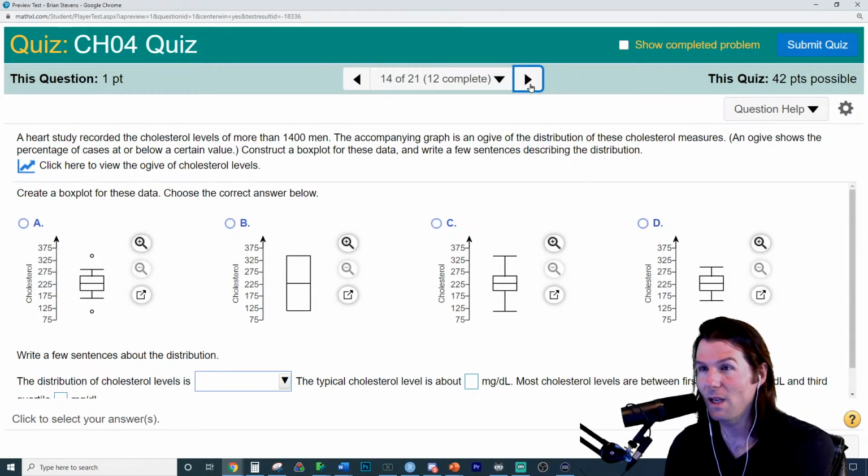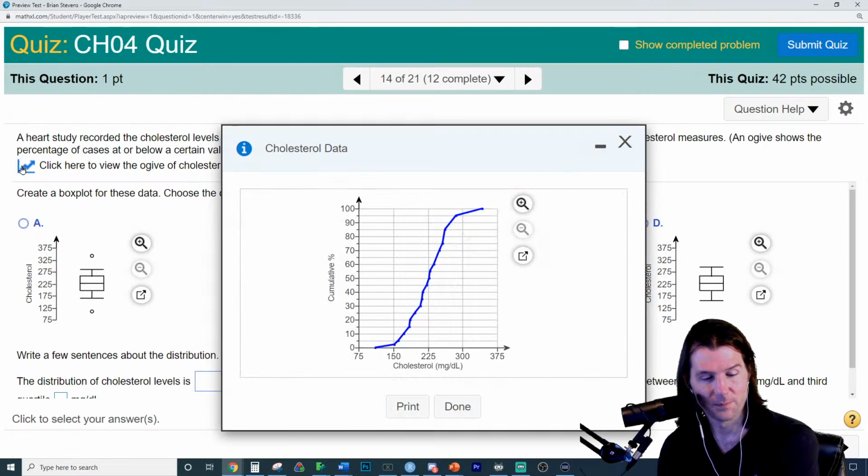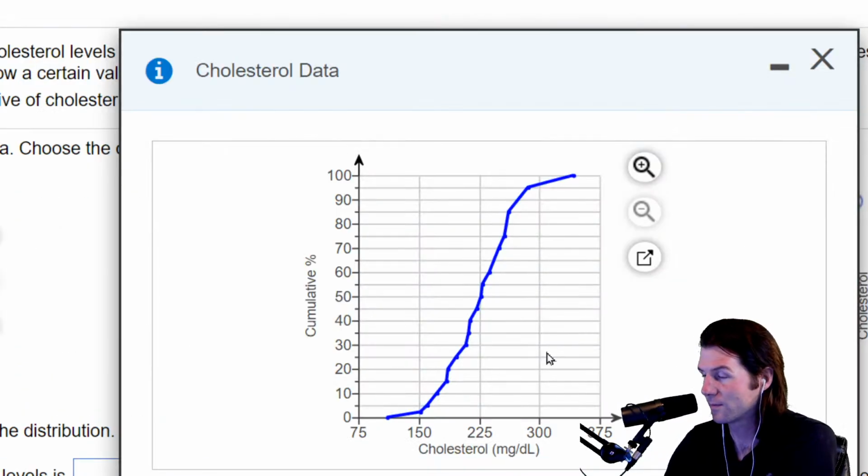You're doing the cholesterol ones? Hey, guess what? We got it right here. Okay, so for the cholesterol one, and let's zoom in on it.